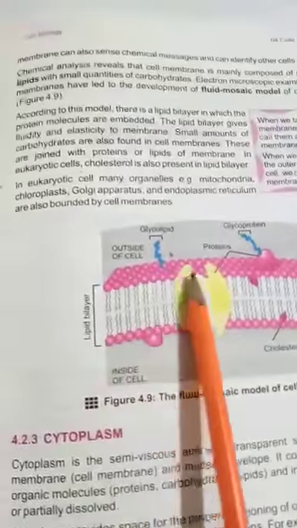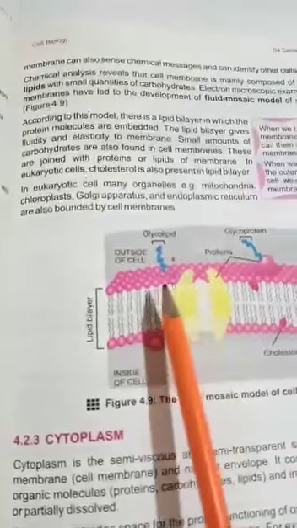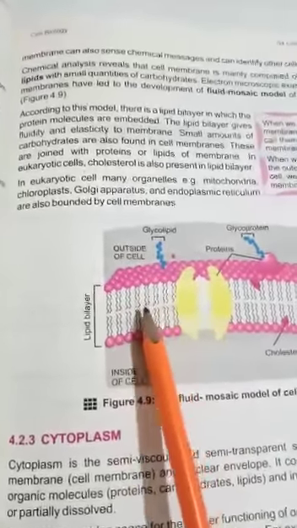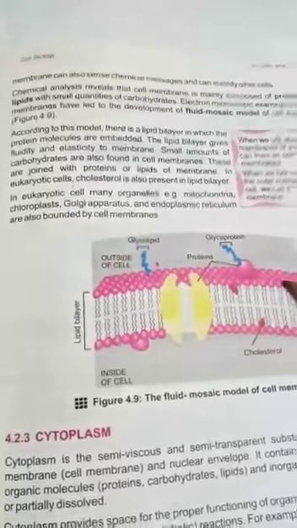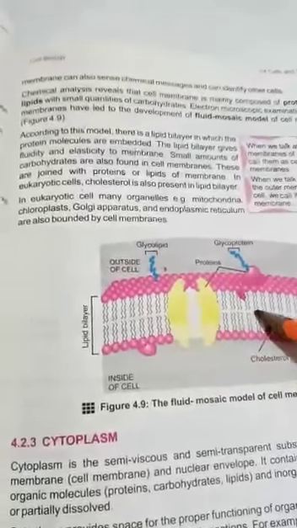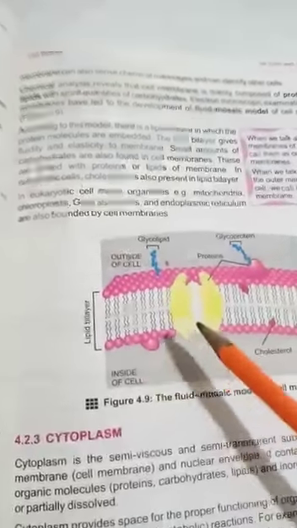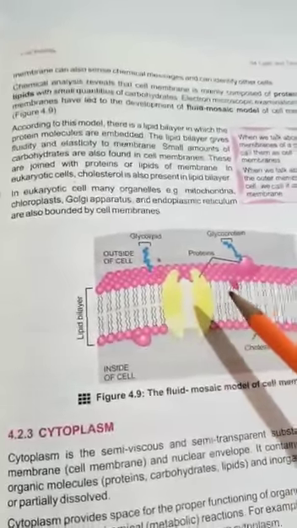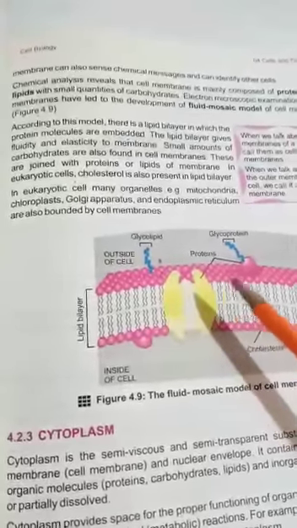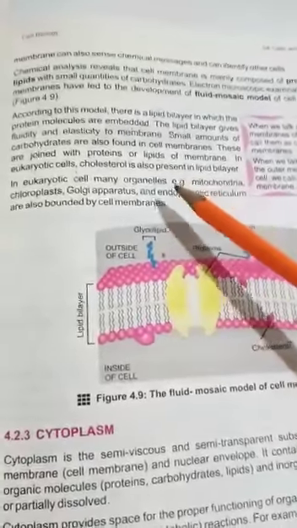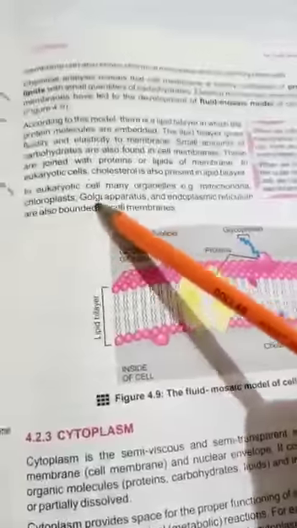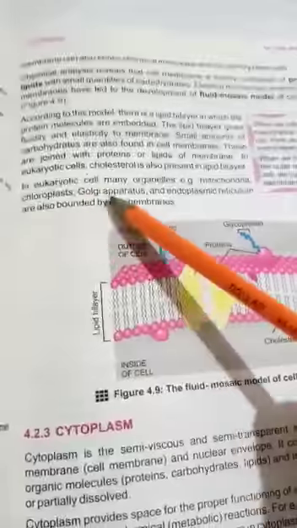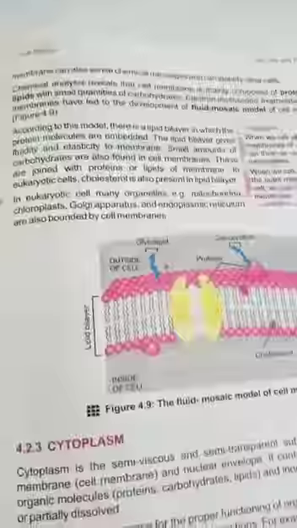The lipid bilayer, which sandwiches the protein molecules inside it along with the glycolipid and glycoprotein, these are the structural parts of the cell membrane. Now this cell membrane is present in the eukaryotic cells only, and the organelles which are present in the eukaryotic cells, for example mitochondria, Golgi apparatus, endoplasmic reticulum, are also bounded by this membrane.